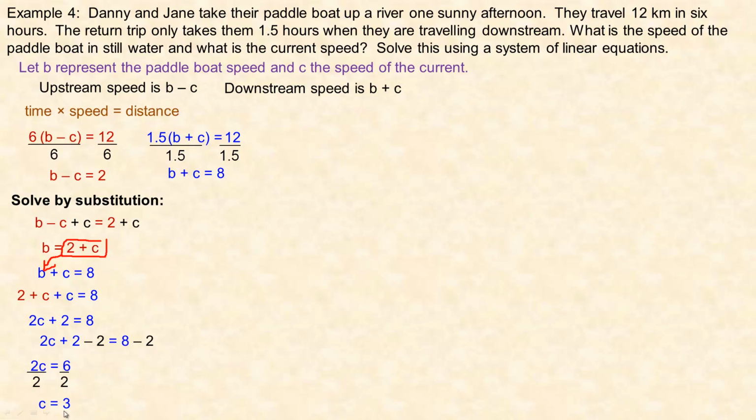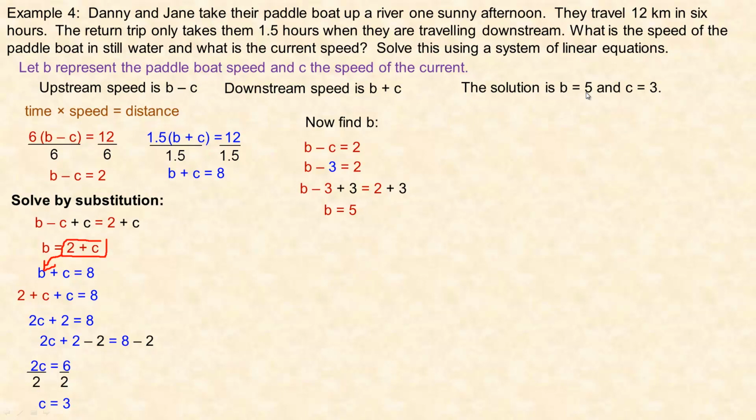So now that I have c, I want to find b. And you could take either equation. None of them would be more or less convenient than the others. They're all fairly straightforward because the coefficients are all 1 or negative 1. But I'm going to use the b minus c equals 2 one. So I'm going to put 3 in place of c here. So I want to solve for b. So the 3 is subtracted, so let's add 3 to both sides. So that adds to 0. So b would equal 5. 2 and 3 add to 5. So it looks like our solution is the boat speed is 5 kilometers per hour, and the current is flowing at 3 kilometers per hour. So that's the solution by substitution.